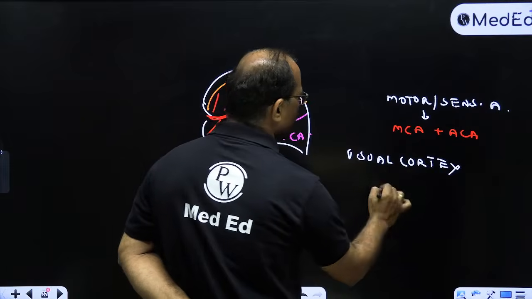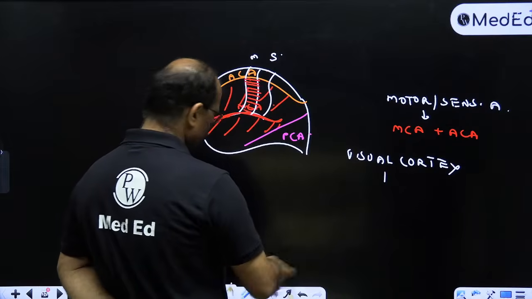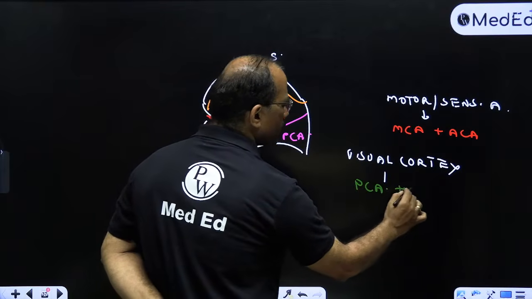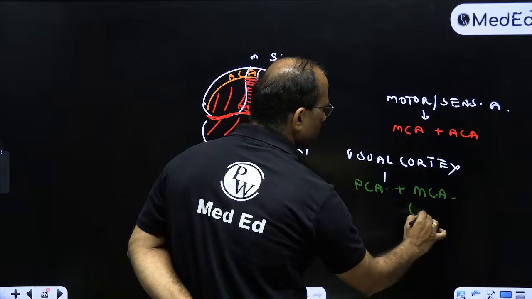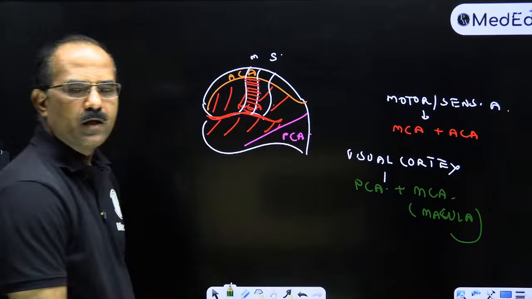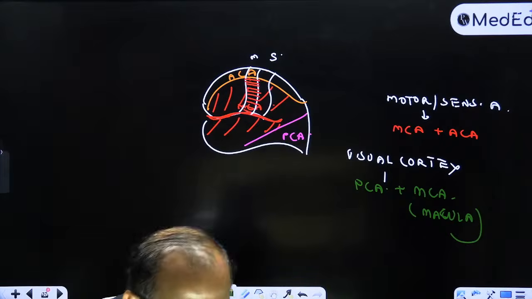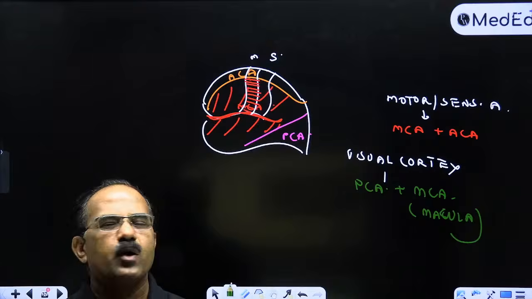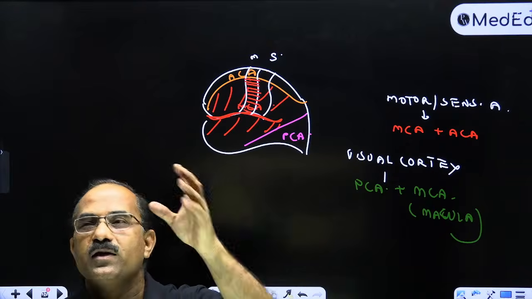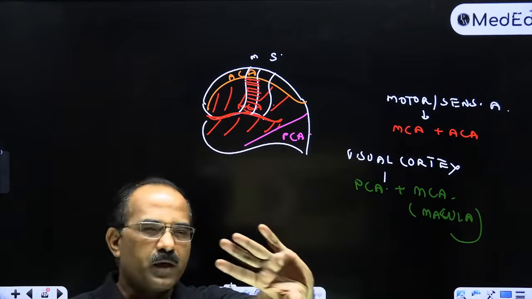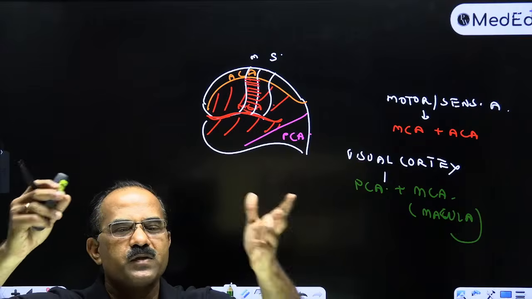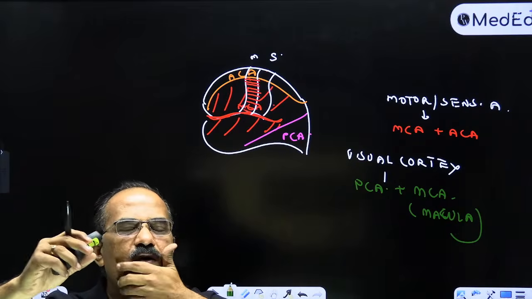Visual cortex is mainly supplied by the posterior cerebral artery, plus the middle cerebral artery supplies the macula. So ये हमेशा आता है बच्चे. This always comes. What is the blood supply of the occipital lobe or the visual cortex? Students answer this as posterior cerebral. But remember, posterior cerebral supplies the major part.